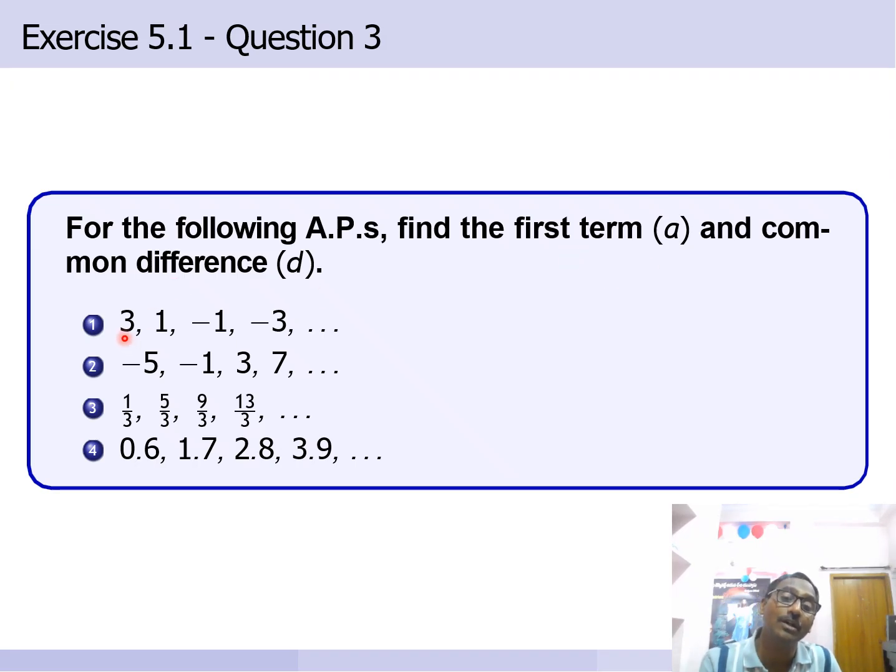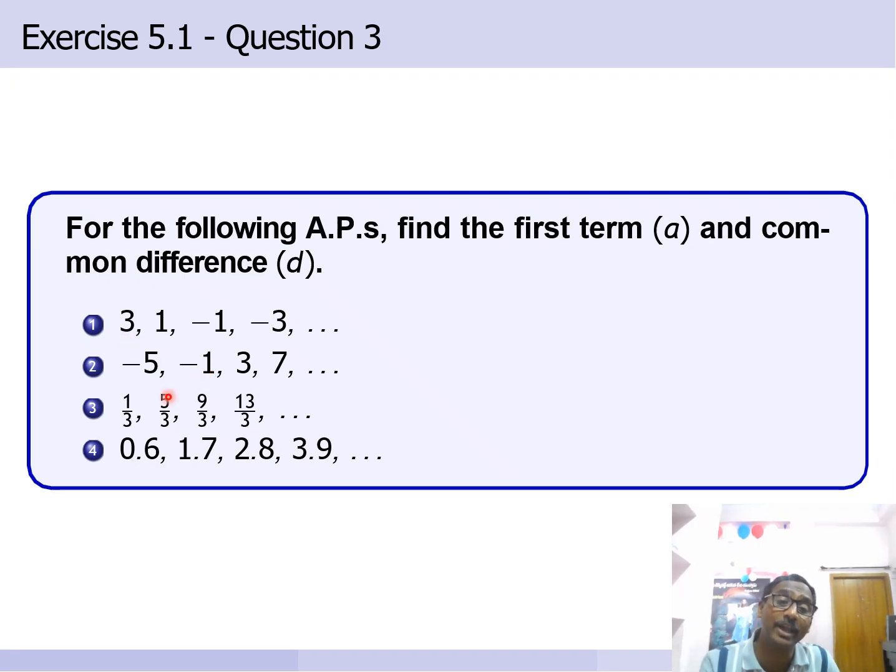The first term, by seeing, you know, right? 3 is the first term. Here minus 5 is the first term. Here 1 by 3 is the first term. Here 0.6 is the first term. So how to find the common difference? A2 minus A1, that is 1 minus 3 gives minus 2. Minus 2 will be the common difference.